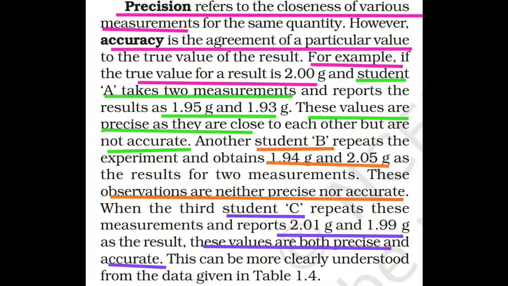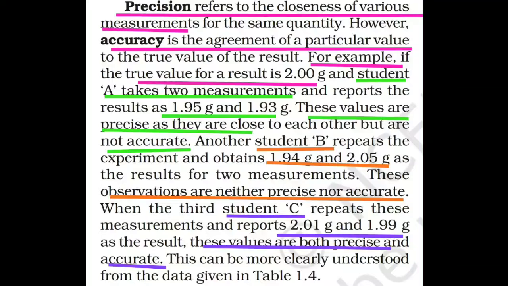Precision refers to the closeness of various measurements for the same quantity, while accuracy is the agreement with the true value. Say for example, the true value of an experiment is 2 gram. Student A takes two measurements and reports the results 1.95 gram and 1.93 gram. Here the values are precise as they are close, but are not accurate. Student B reports 1.94 and 2.05. Here the observation is that it is neither precise nor accurate.